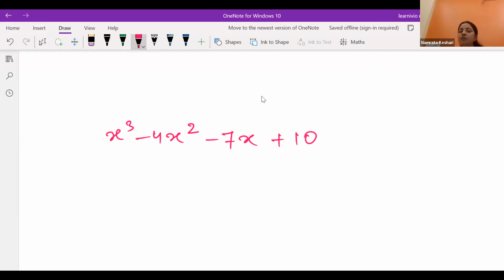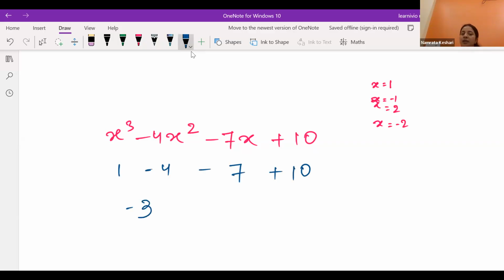Okay, so maybe we will be checking with x as 1, x as minus 1, x as 2, x as minus 2. Maximum this one. If we want, we can also check with 3 and minus 3, but not more than that. So x as 1, if I drop it in place of x, we get 1, minus 4, minus 7, plus 10. Now let's see, are we going to get 0 or not? So 1 minus 4 is minus 3, minus 7 plus 10. Can you see we are going to get 0?